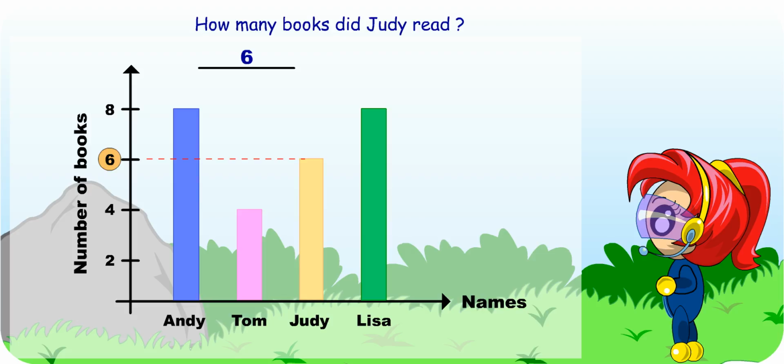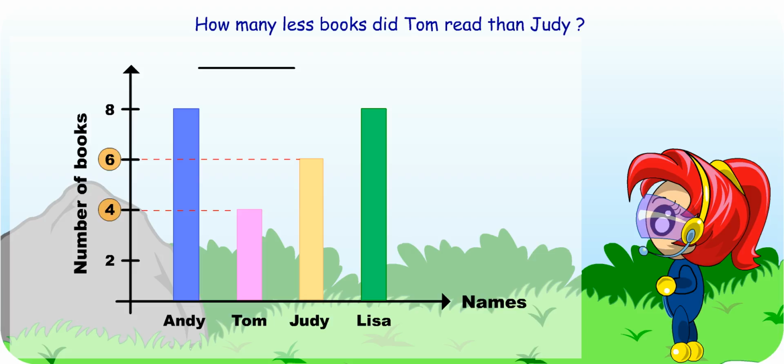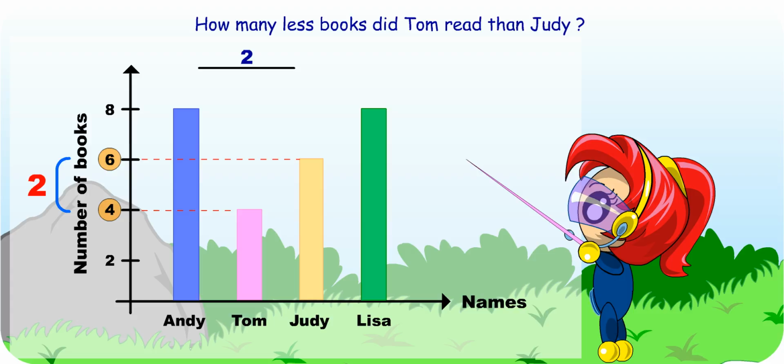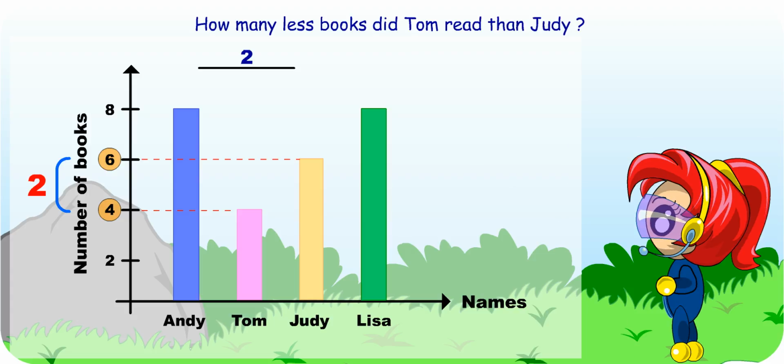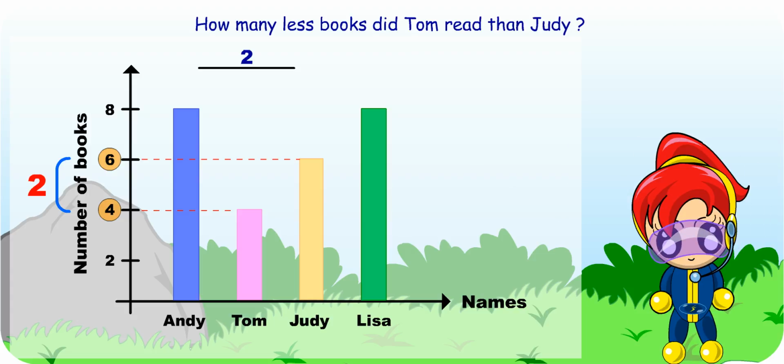Well done. Final question. How many less books did Tom read than Judy? Judy read 6 books while Tom read 4. Therefore, Tom read 2 less books than Judy. Well done, Turbo Girl. So you can see, bar graph shows the information more clearly. If we study it carefully, we will be able to answer the questions correctly.